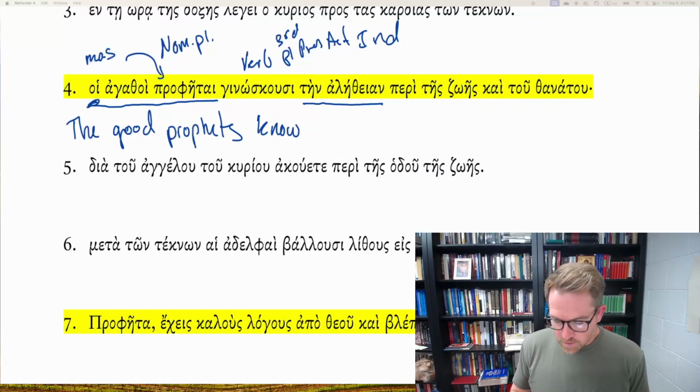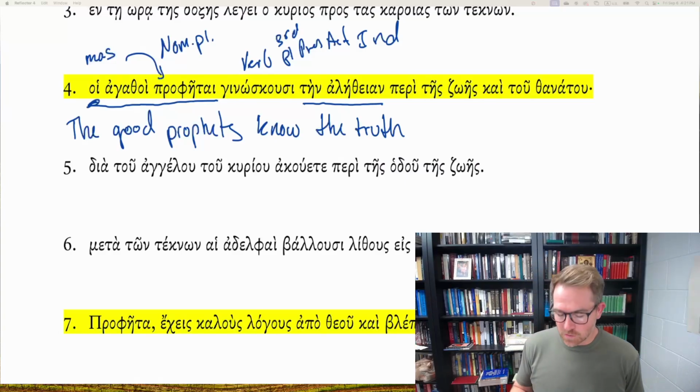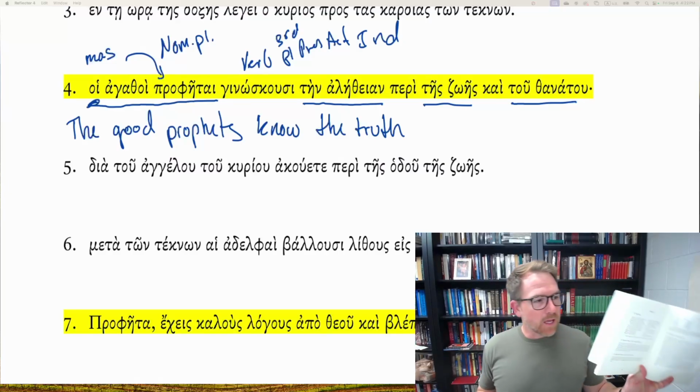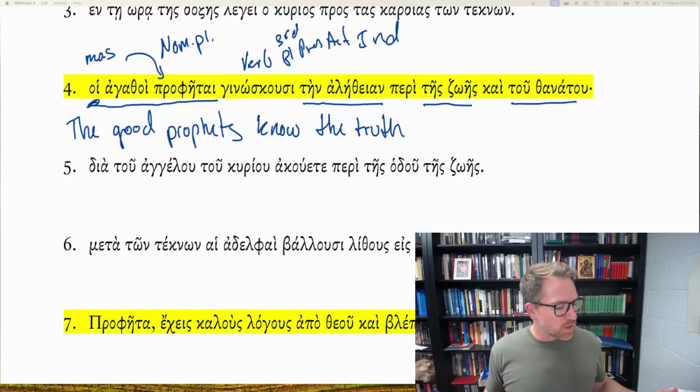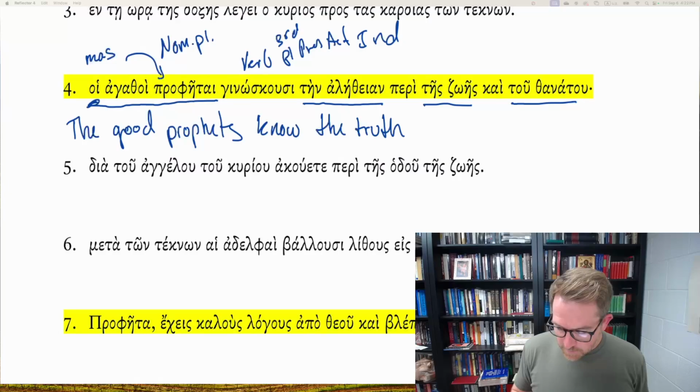They know the truth. Which truth? The truth peri tes zoes kai to thanatu. Peri is one of my new prepositions, followed by the genitive tes zoes to thanatu. And so when I have peri followed by the genitive, I might pick up my book just to double check for myself. Peri followed by the genitive is going to be about, concerning. They know the truth about.